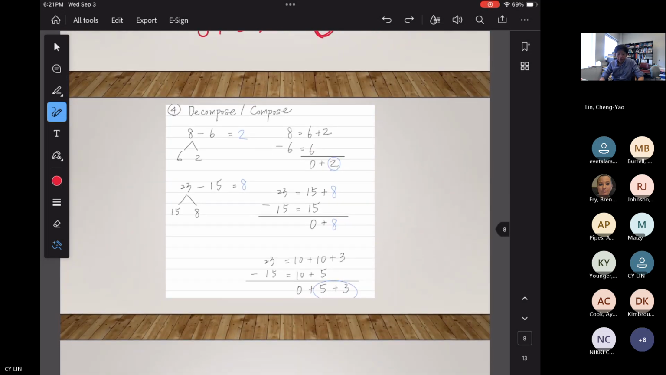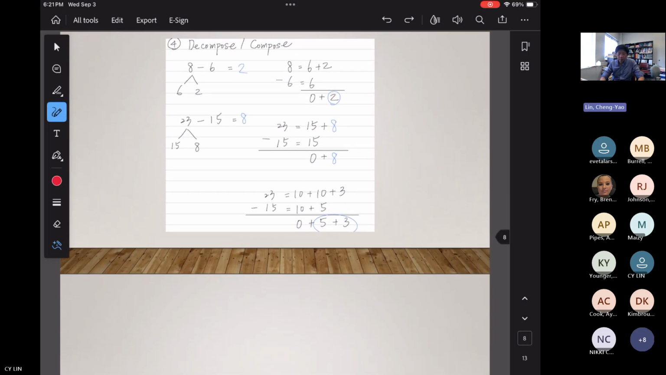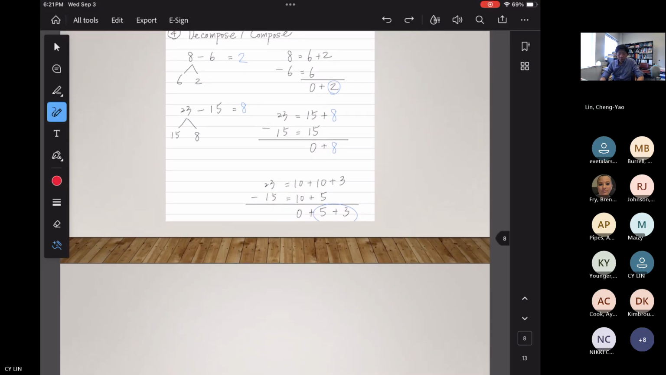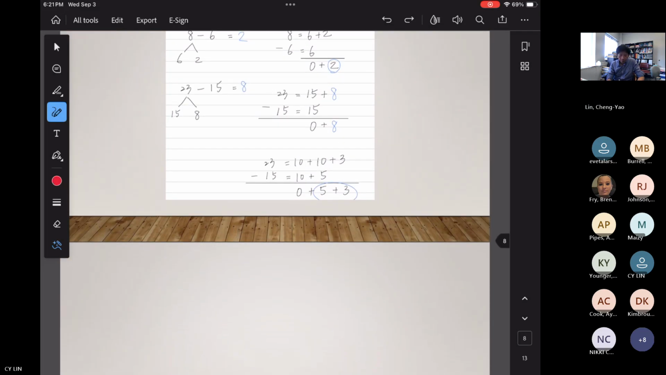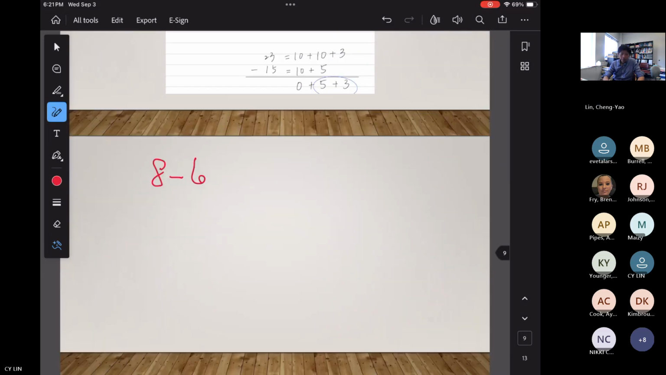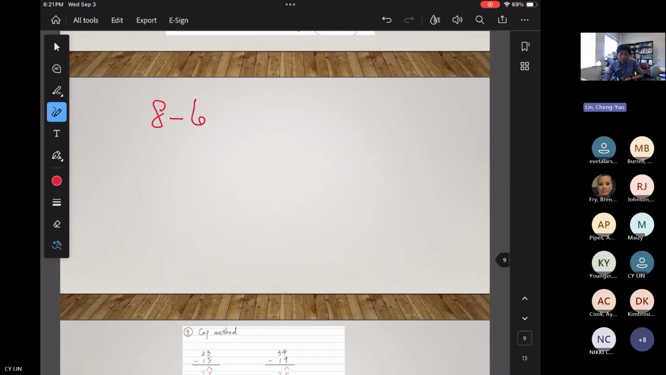Next one, decompose and compose method. So 8 minus 6. We can decompose 8. If we decompose 8 with a 4 and 4, is it gonna help us, yes or no? If we decompose this, it's gonna help us with the calculation. We can decompose this, but it's not gonna help us with the calculation. What is the best way to decompose?